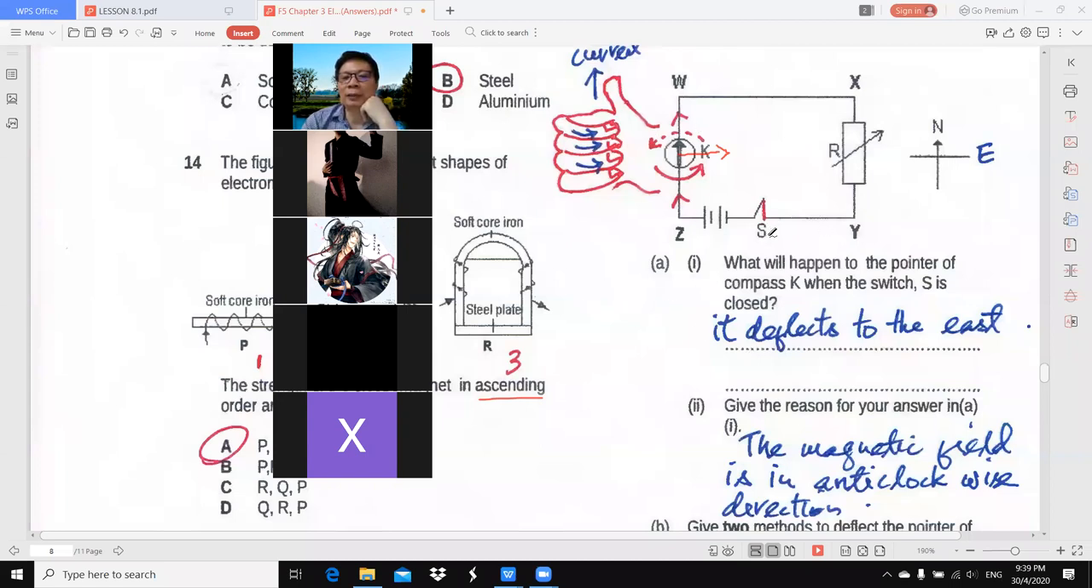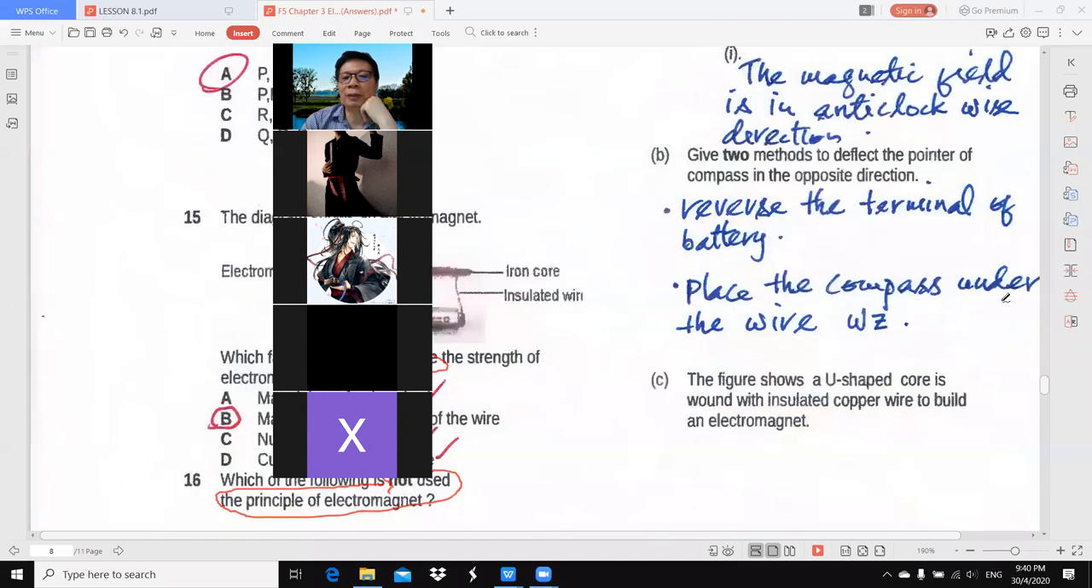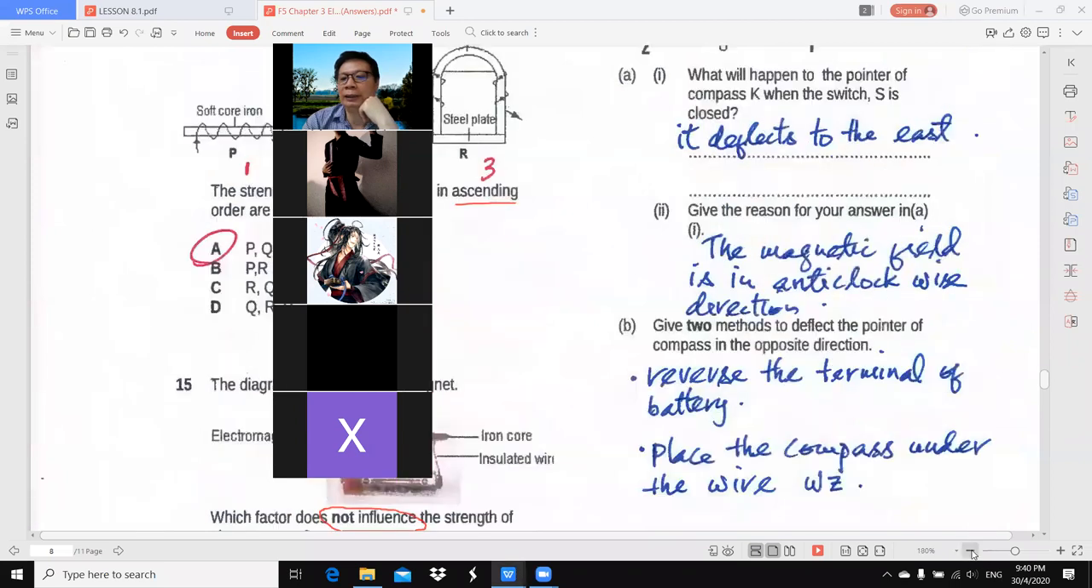Okay, so the answer: reverse the terminal of the battery, that is one. The other one is place the compass under the wire WZ. Put it under the wire WZ. Understand?